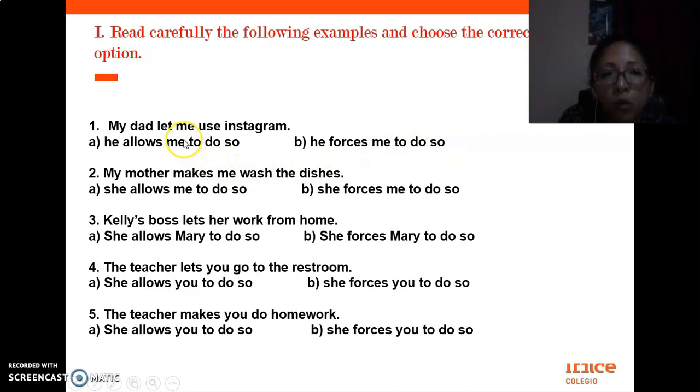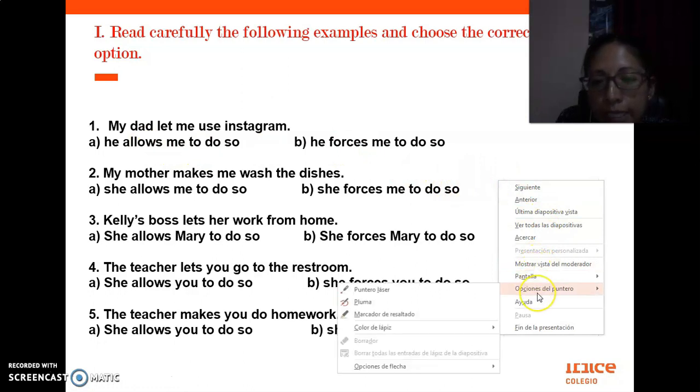By the video, we know that let means to give permission to somebody else to do something. So, if I say, my dad let me use Instagram, that means A or B? That's right. He allows me to do so. He gives me permission to do so.